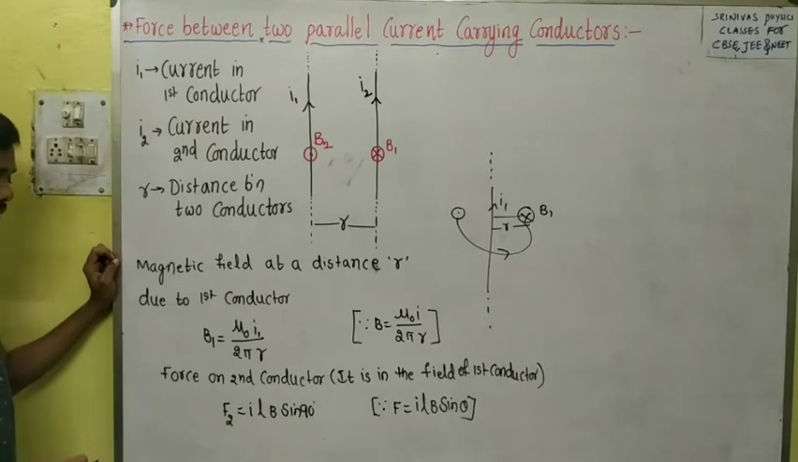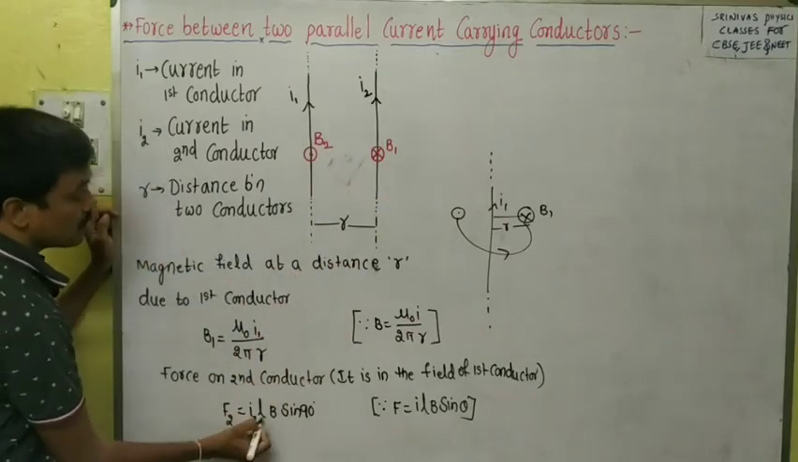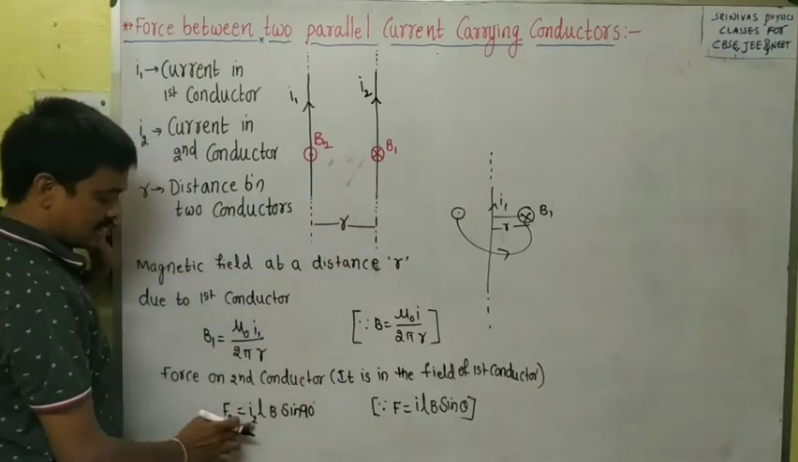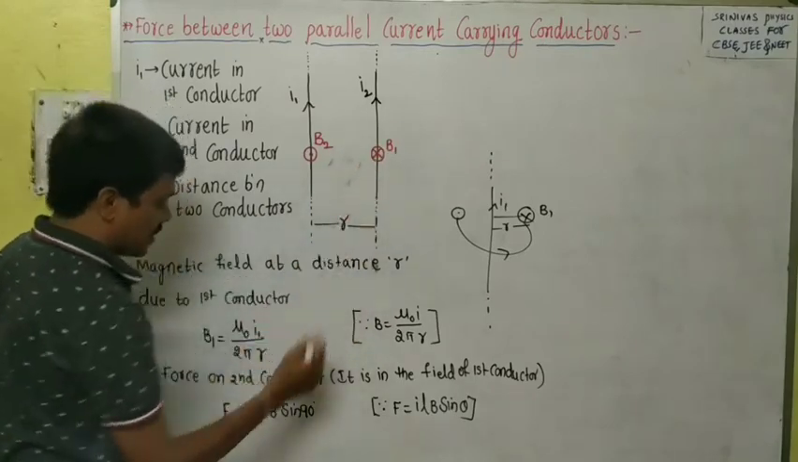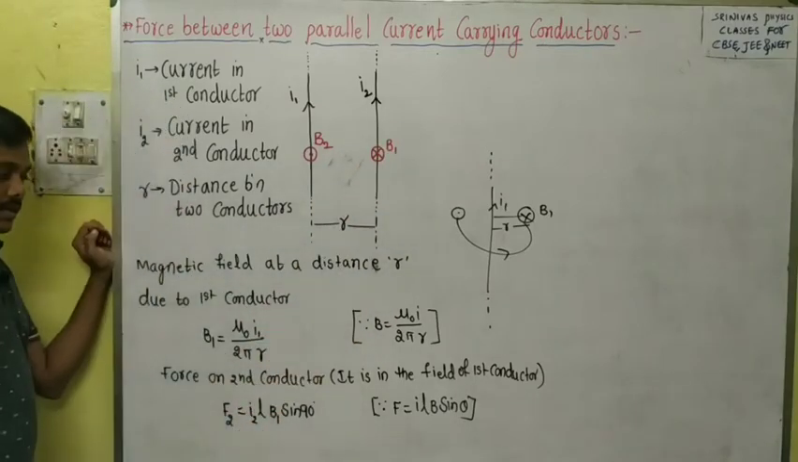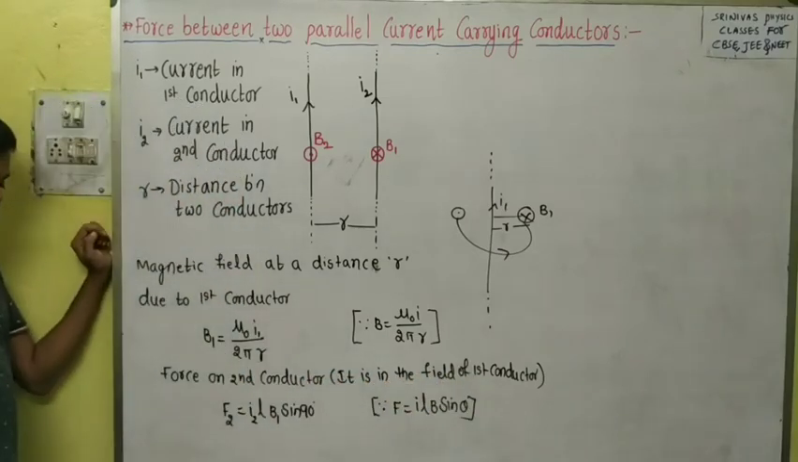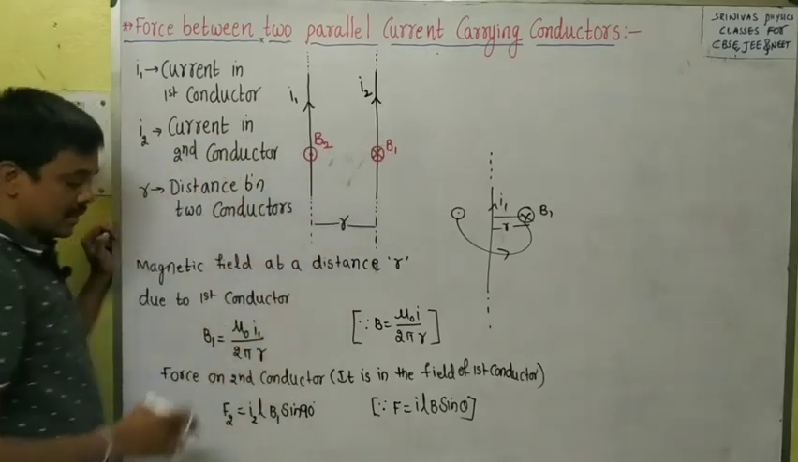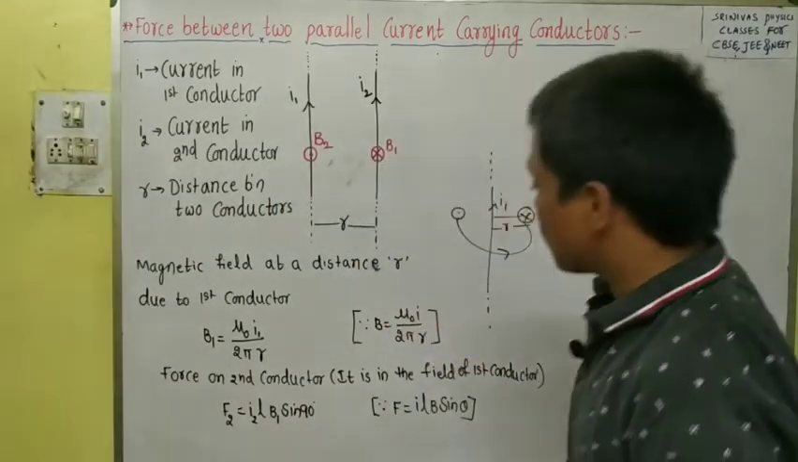Because L is perpendicular to B. Then what is the current in the second conductor? I2. What is the length of the conductor? We can consider it as L, and I want to find the force on length L. B is the magnetic field, but this I2 conductor is in the field of the first conductor, that's why we can write B1. So we write F2 equals I2 L B1. This I2 conductor is in the field of B1, then we can write like this. And now we have to simplify this and we will get the formula for the force.